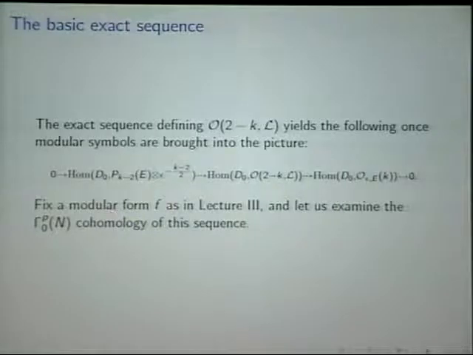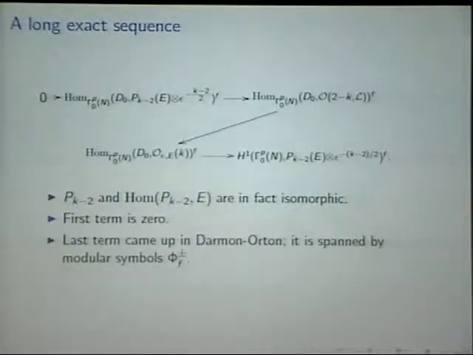And we're going to fix a modular form, and we're going to take gamma naught PN cohomology of this sequence. So now we're mixing once again the modular symbols and the rigid analytic geometry. So we take the invariants and we get this exact sequence here. We also take the Hecke part of this. Just as a remark, P_{k-2} and its dual are isomorphic as representations. There aren't any invariants in here, it turns out. So we actually are looking at this piece of the exact sequence.